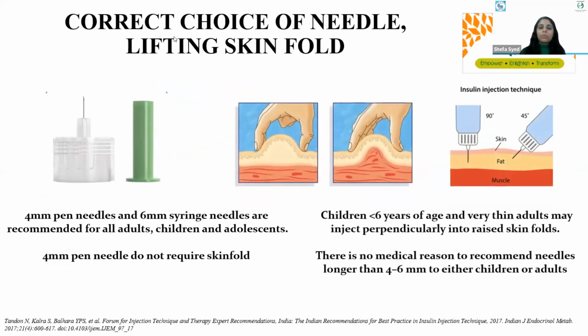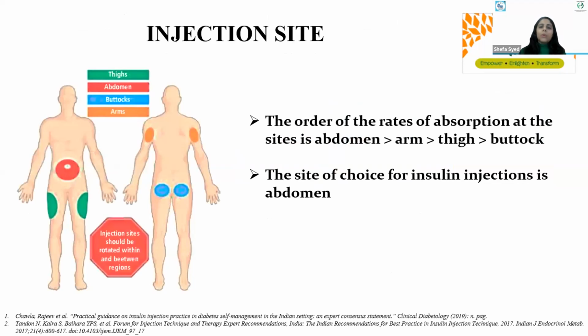Okay, and for children who are less than 6 years of age and are very thin, or very thin adults, because they are very thin and lean, they can inject at a 45-degree angle, instead of a 90-degree angle, into raised skin folds to prevent the needle from going into the muscle mass. And also there is no reason to recommend needles longer than 4 to 6 mm in either children or adults.